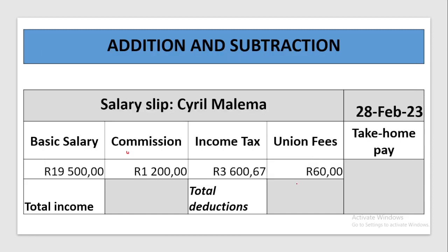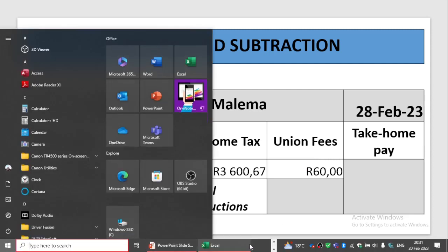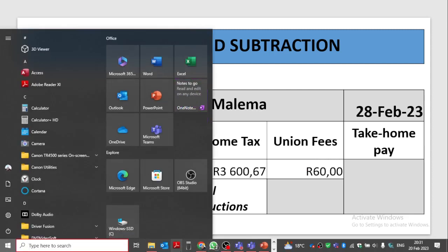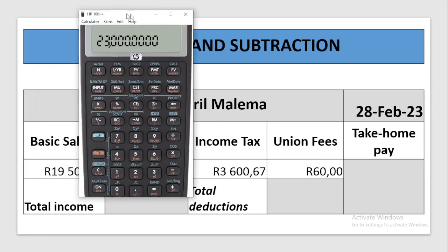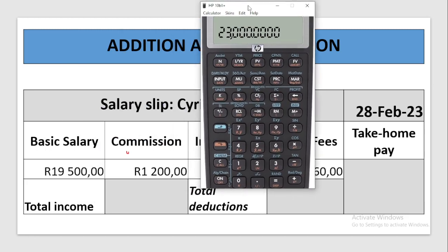Okay, let me just quickly check my calculator. Even though I can do this without the calculator, we'll still need a full calculation proof. So here we're going to have 19,500 plus 1,200. This will give us 20,700, which you are 100% correct. It will be the total income. So all the income that the person receives will be returned under the total income.